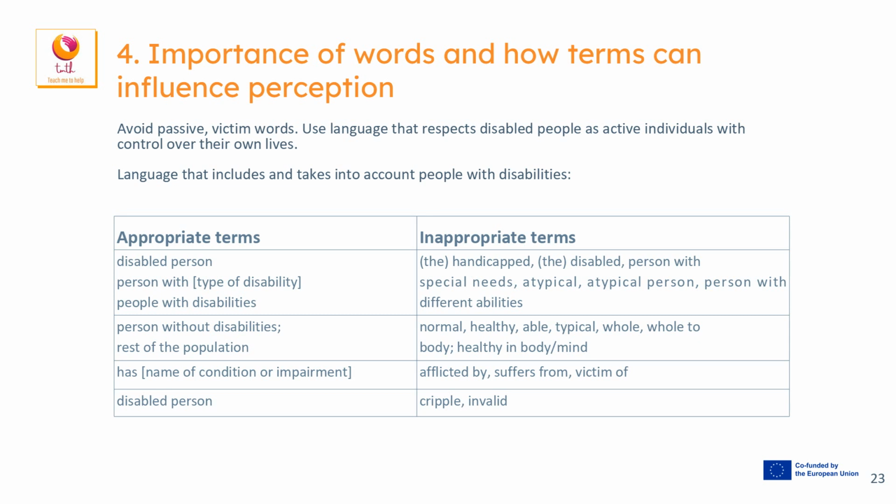Avoid passive victim words. Use language that respects disabled people as active individuals with control over their own lives. Language that includes and takes into account people with disabilities. Appropriate terms: disabled person, person with type of disability, people with disabilities, person without disabilities, rest of the population, has name of condition or impairment.